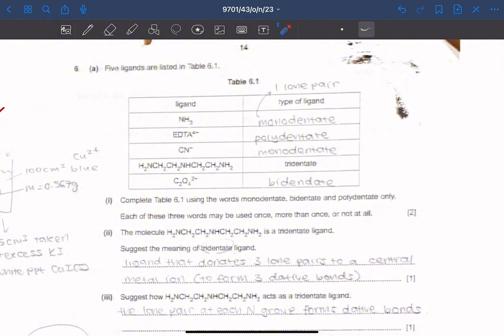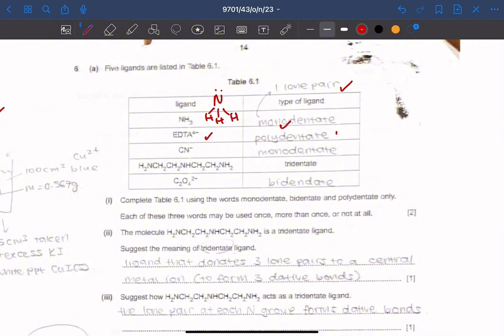Number 6a. Five ligands are listed in table 6.1. Complete table 6.1 using the words monodentate, bidentate, and polydentate. So these three actually depend on the number of lone pairs present in each of these compounds. Each of these three words may be used once, more than once, or not at all. NH3 is drawn like this with only one lone pair, so it's monodentate.